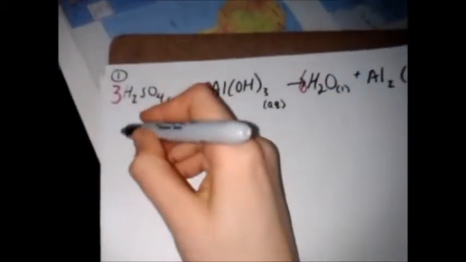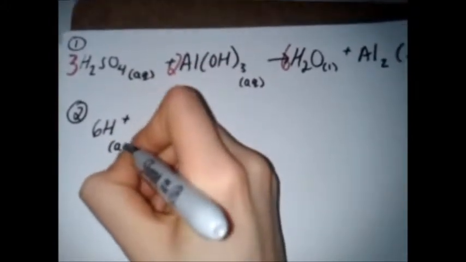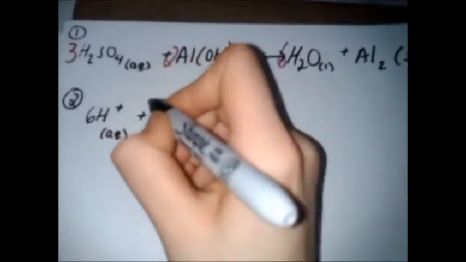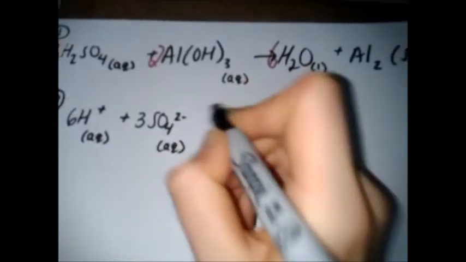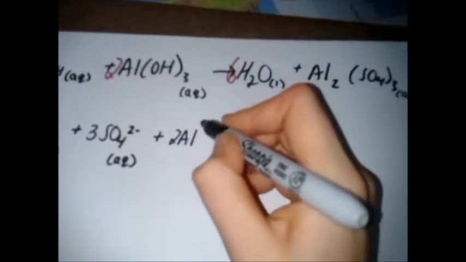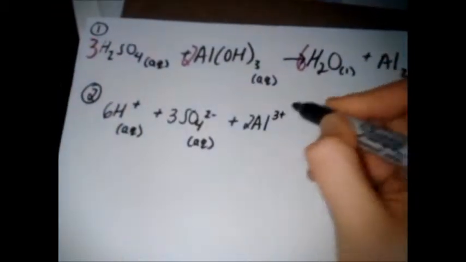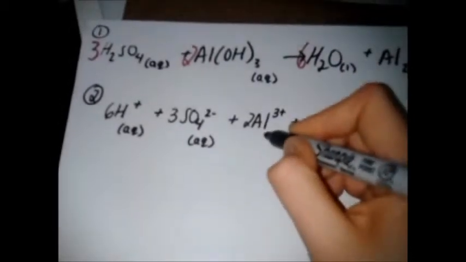It's balanced. Now our complete ionic equation breaks the aqueous species up into their ions. So now we have 6 hydrogens, 2 times 3 is 6. The charge is positive, group 1. Don't forget to write your states down. Plus 3 sulfates, charge is 2 minus. There's another polyatomic ion worth memorizing. Plus 2 aluminum, the charge on aluminum is 3 plus. Plus 6 hydroxide. It's all aqueous.